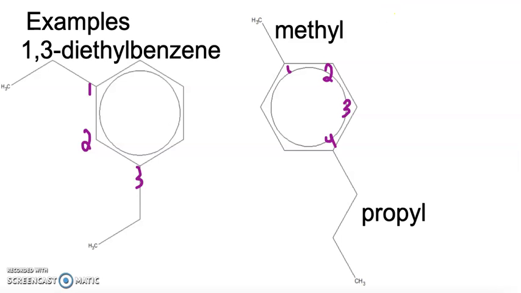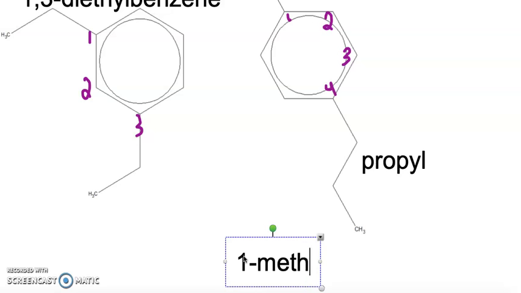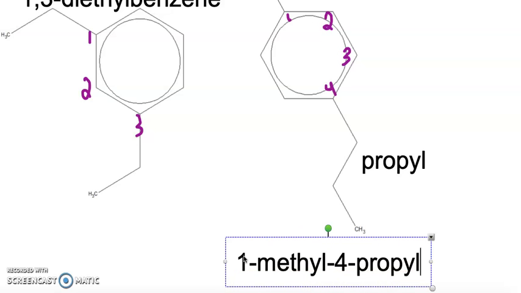Okay, so full name wise for this one, we're going to go alphabetically. So it's going to be a 1-methyl-4-propyl benzene.